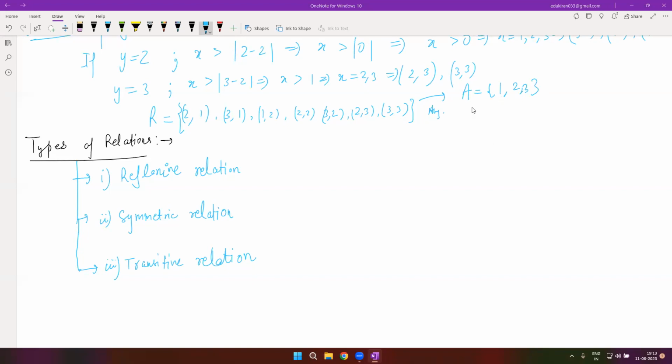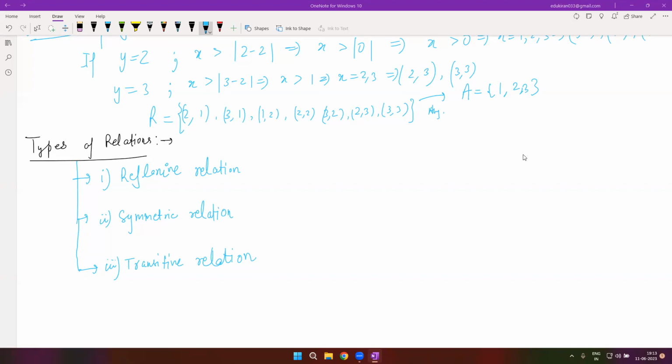Okay. And it was formed on set A, 1, 2, 3, this relation R. Now it can be categorized into 3 parts. First is reflexive, second is symmetric, and third is transitive, based on certain qualities. Now, first understand what is a reflexive relation.